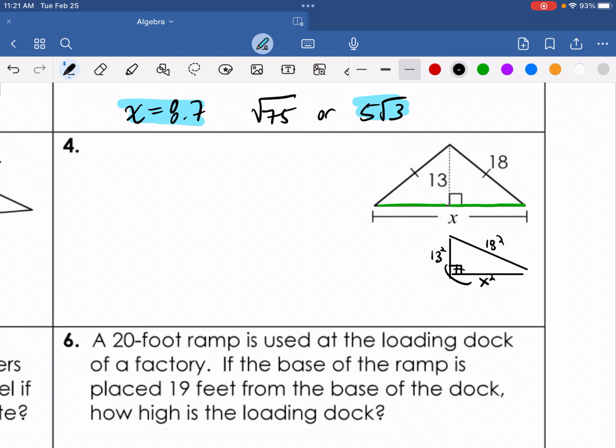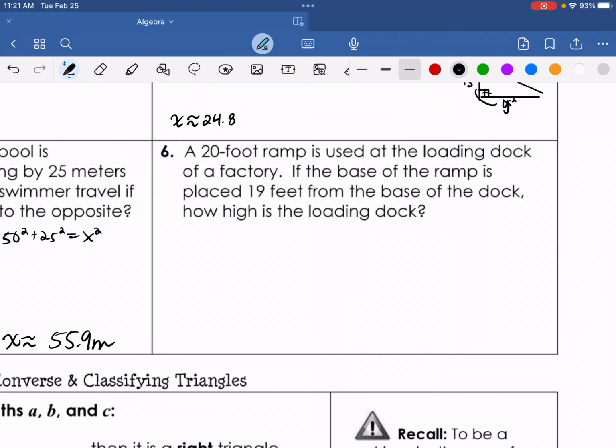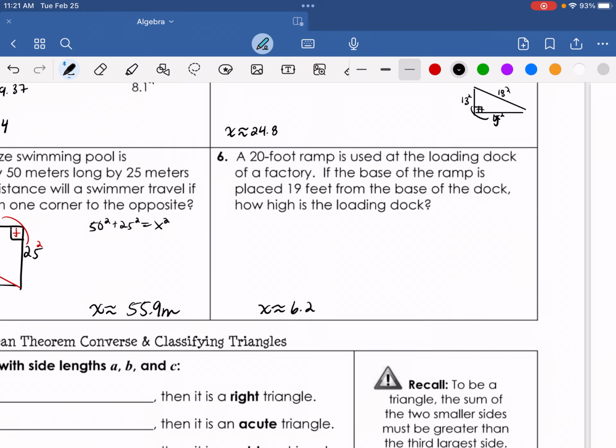You should get that it equals 12.4. So you can call it y if you want, or call it x, whatever letter you want. And if you double it, then the real answer for x, like the whole thing, is 24.8. For number 6, we should get x is close to 6.2.